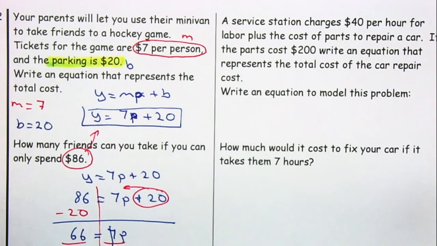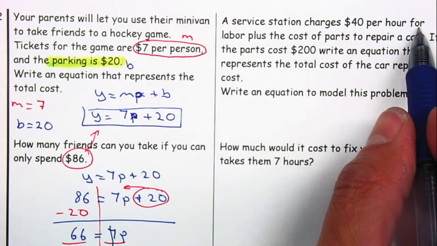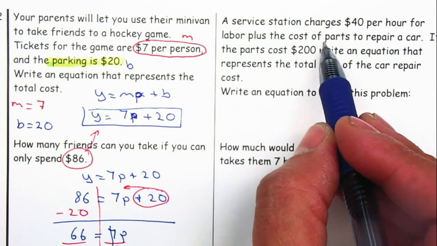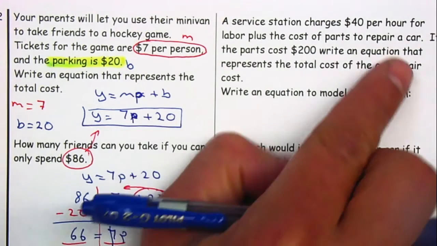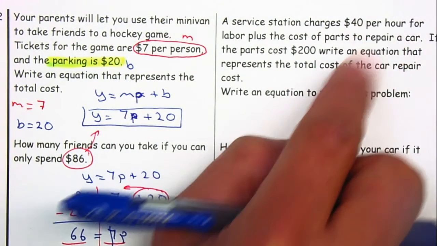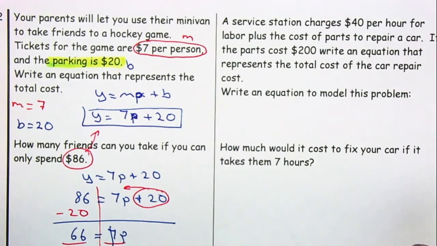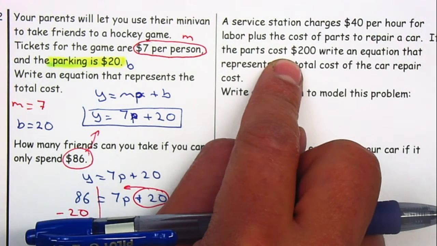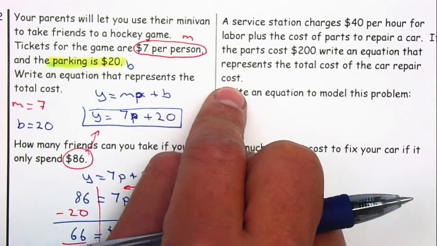Let's go into the next problem. It says a service station charges $40 per hour for labor, plus the cost of parts to repair a car. So if you notice, we have two items: $40 per hour, plus the cost for the parts. If the total parts cost $200, write an equation that represents the total cost of the car repair.